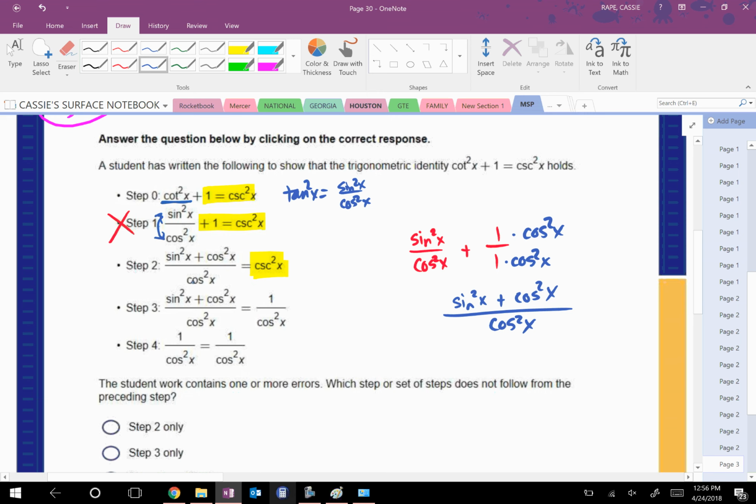The next step, let's see what changed. Cosecant of x. Remember, cosecant is 1 over the sine of x. But they did it wrong. They wrote 1 over the cosine squared of x. That should be the sine squared of x. So there's another error right here in step 3. Lastly, they added the sine squared of x plus the cosine squared of x and got a 1. So that's where that came from, and there isn't an error from step 3 to step 4. So the answer to this, where is the error? The two errors are in step 1 and step 3.